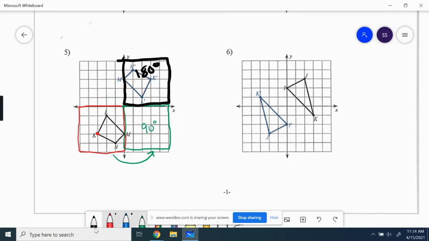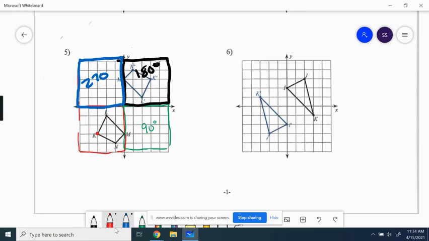Or let's do a different color. I'll go to green again. How about blue? There we go. And if it landed here, it would be 270. Or if it landed back in here, that would of course be a 360. Okay, so that would be in terms of counterclockwise.